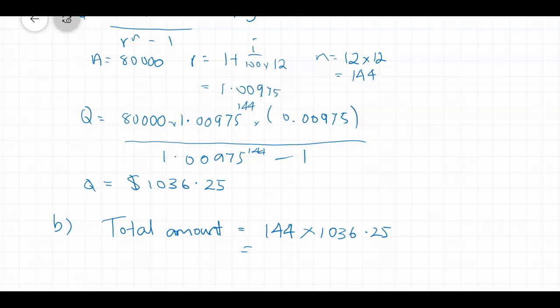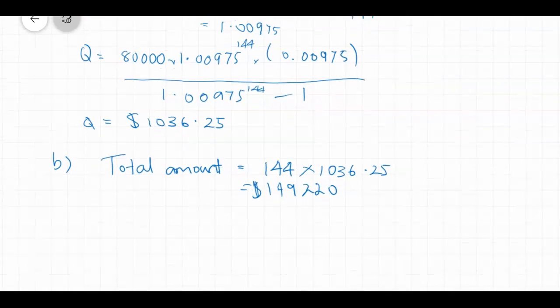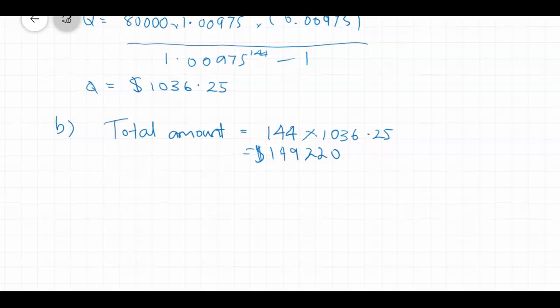We just do that maths, and we come up with the total amount paid is $149,220. Okay, so over the life of the loan, over those 12 years, their $80,000 renovations actually costs them $149,220.